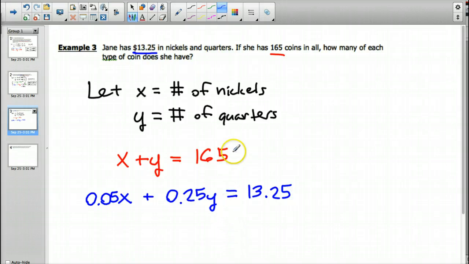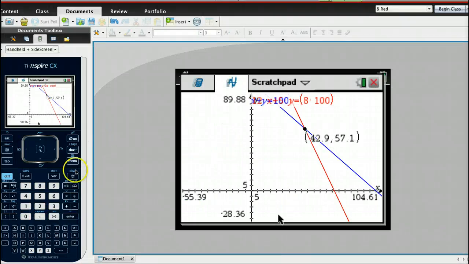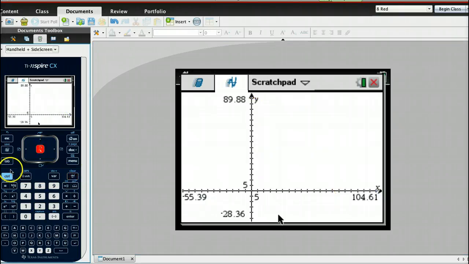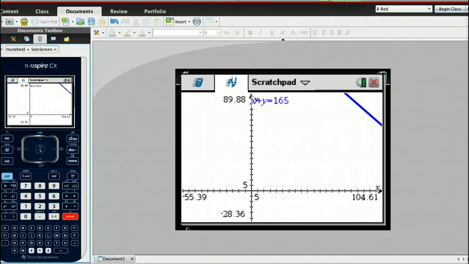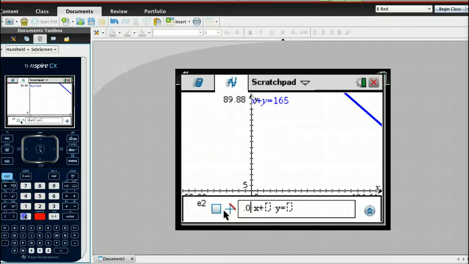So for this problem, one equation is just in terms of total coins, the other equation is in terms of total dollars. And now I can type those into my calculator. So we have X plus Y equals 165. And then our other equation, 0.05X plus 0.25Y equals 13.25.